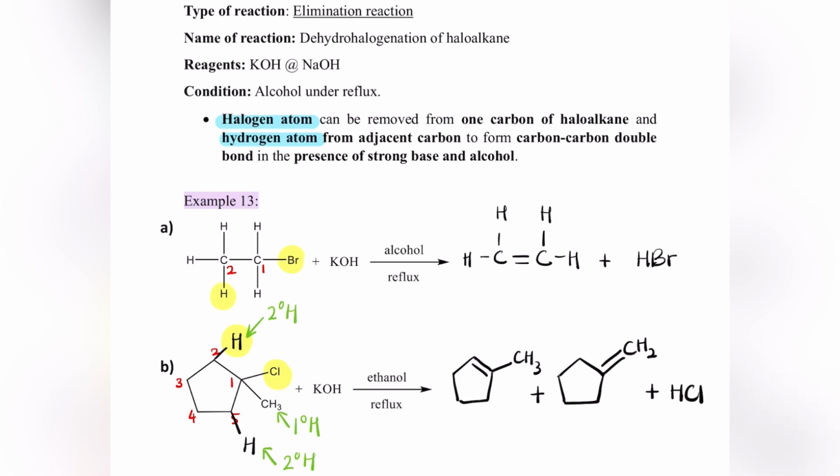Either of these two, you are going to determine which one is the major product by using Saytzeff's rule. So this one will be the major product and this one will be the minor product. So that is how elimination reactions happen for haloalkane.